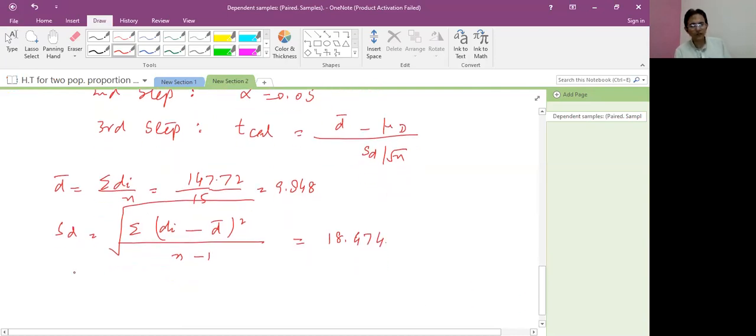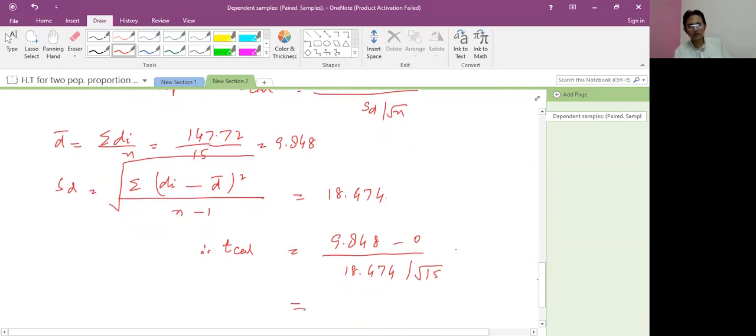Therefore we find the calculated value: d bar is 9.848, mu d is 0, and SD is 18.474. Root n, it means the data given, is 15. Find the value by applying the calculator, student. The t calculated value is 2.06.